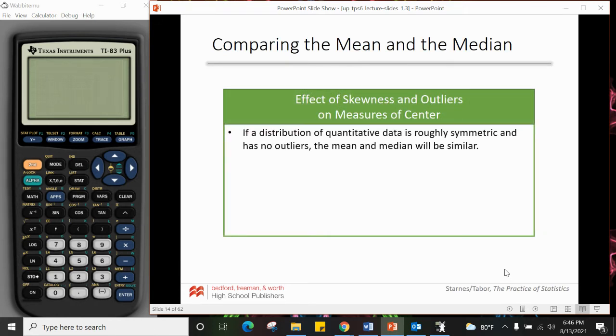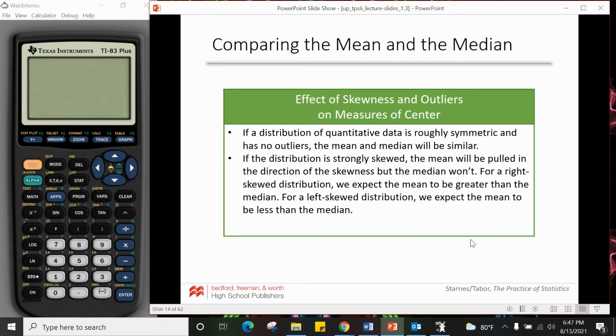So this is exactly what I just said, but we'll go through it for you all. If a distribution of quantitative data is roughly symmetric and has no outliers, the mean and median will be similar. If the distribution is strongly skewed, the mean will be pulled in the direction of the skewness, but the median won't. For a right skewed distribution, we expect the mean to be greater than the median. For left skewed, we expect it to be less than the median. And like I said, the median is resistant to outliers, but the mean is not.